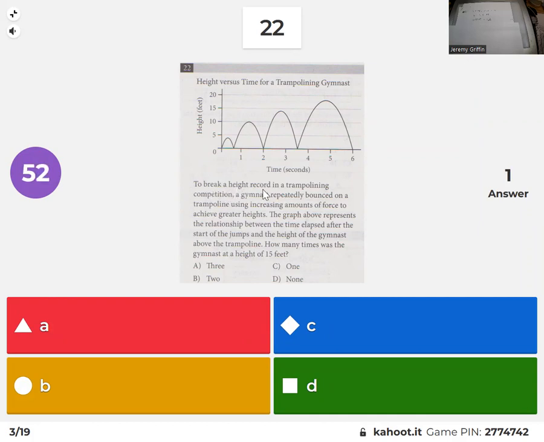To break a height record in a trampoline competition, a gymnast repeatedly bounced on a trampoline using increasing amounts of force to achieve greater heights. The graph represents the relationship between time elapsed and the height. How many times was the gymnast at a height of 15 feet? Here's the 15-foot mark right here. How many times? So exactly at that height.